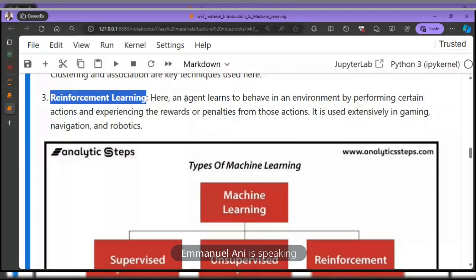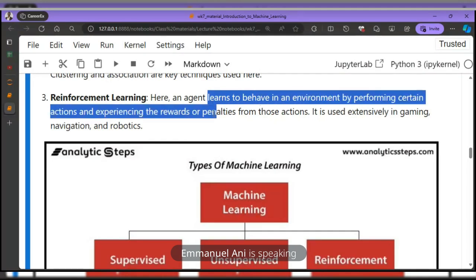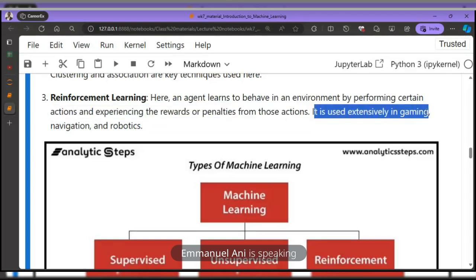An agent is what it is called. It can be a robot that is trying to navigate an environment to explore the environment and all of that. It can be a game that can be played on its own without human intervention and all of that. So it learns to behave in an environment by performing certain actions and experiencing the rewards or penalty from those actions. So I don't want to go deep into reinforcement learning, but this is basically what it is. So it is extensively used for gaming, navigation, and robotics. So that is what I just explained now.